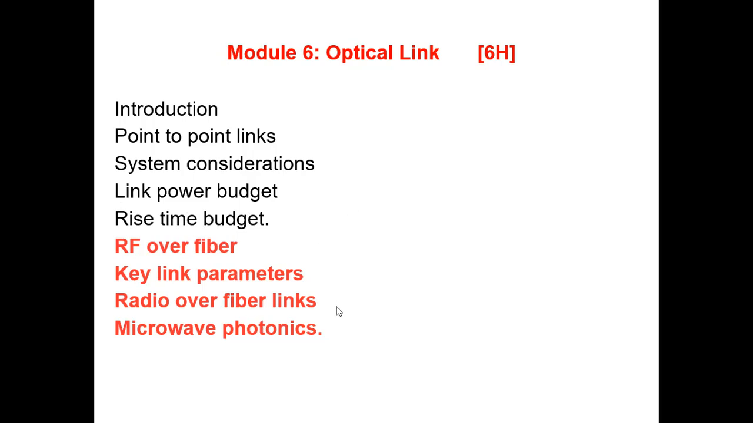Now new topics have come. Fiber optics has its own advantages, RF has its own advantages. What we are trying to do is transmit RF over fiber, so we are trying to merge these two technologies. So what is the concept of RF over fiber? These are the new topics that were included in your syllabus. Earlier we never had this because this technology did not exist. Then what are the key link parameters when I talk about RF over fiber? And then we will discuss how we are actually transmitting radio over a fiber link.